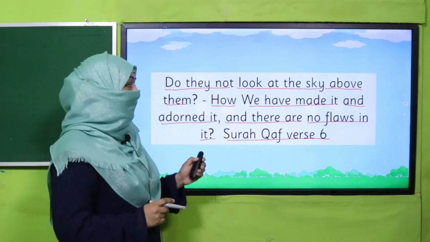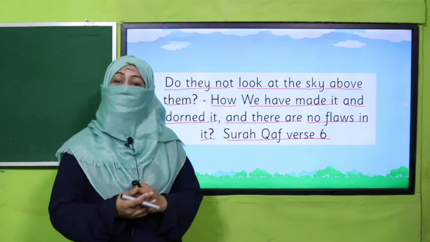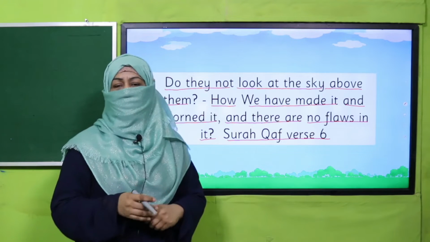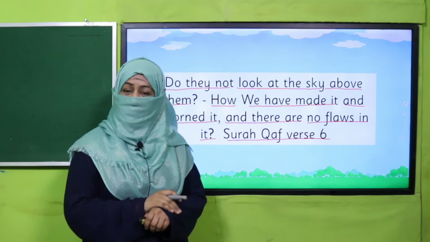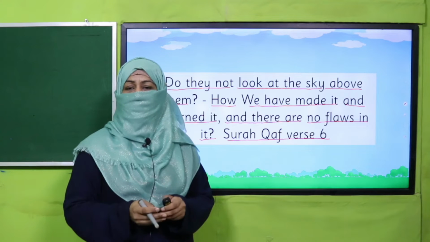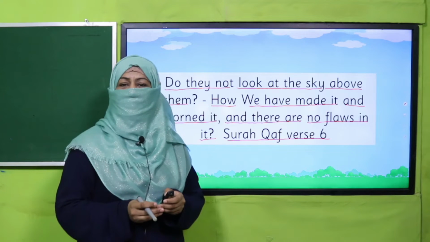Allah is saying, this sky Allah has created for us. Alhamdulillah. So this sky is a shelter for us. So beta, everything which Allah has created shows us a sign of Allah. So we should be thankful to Allah subhanahu wa ta'ala.